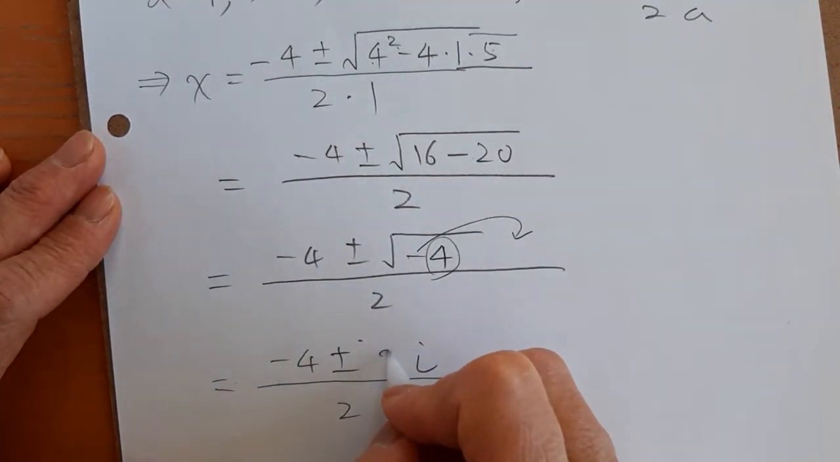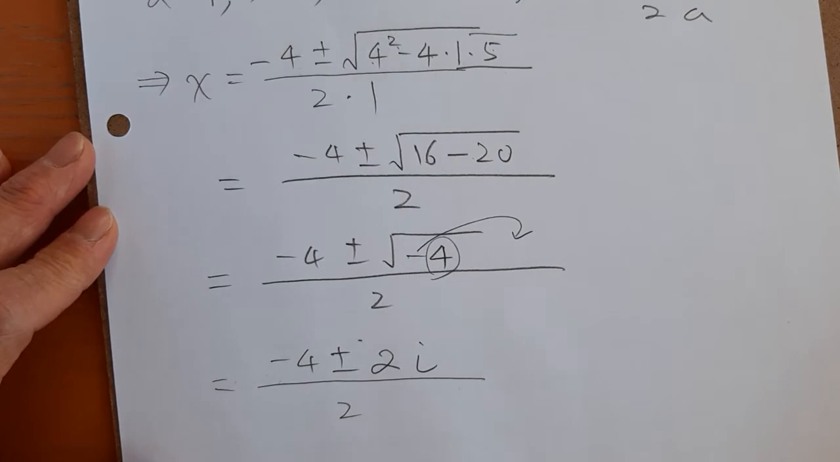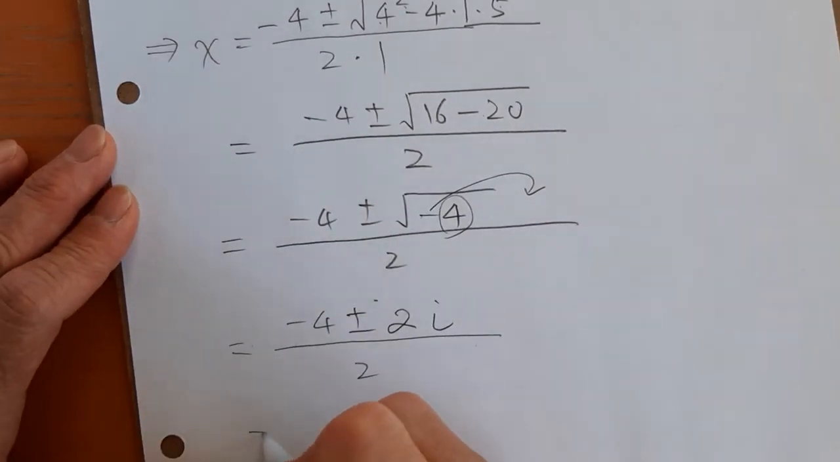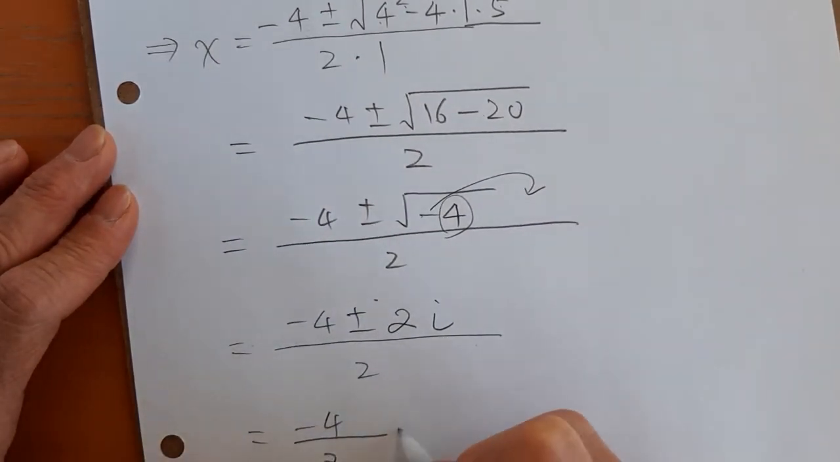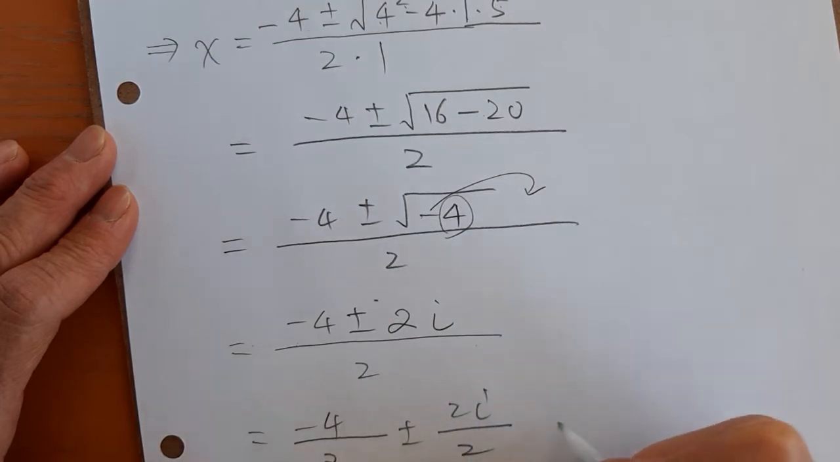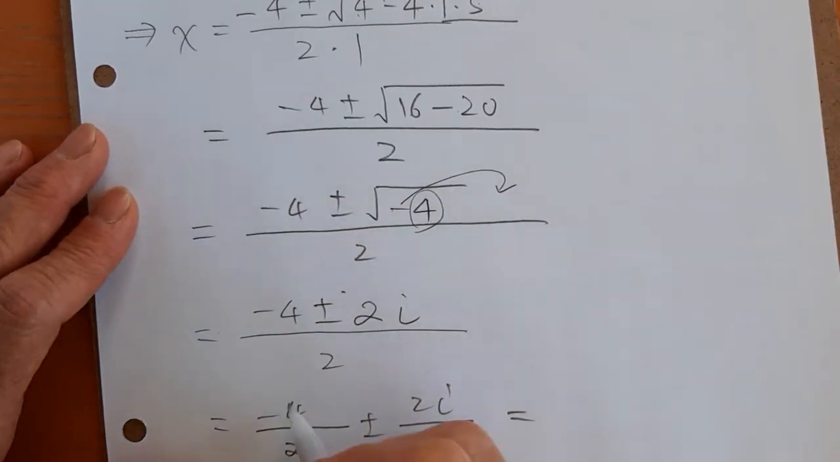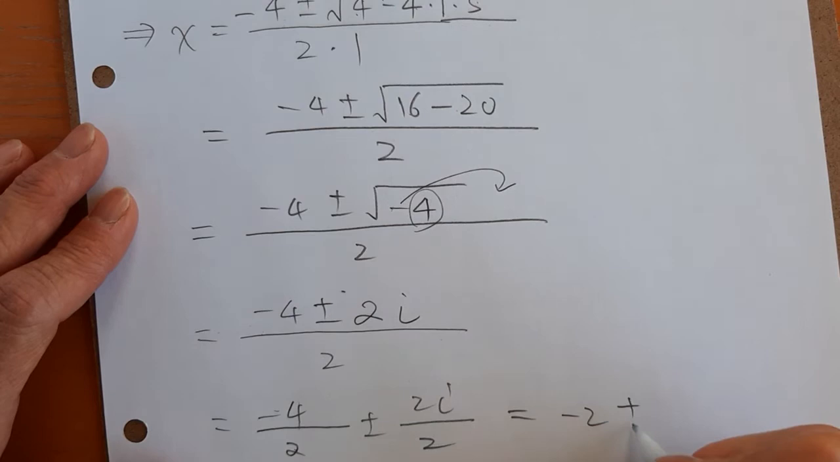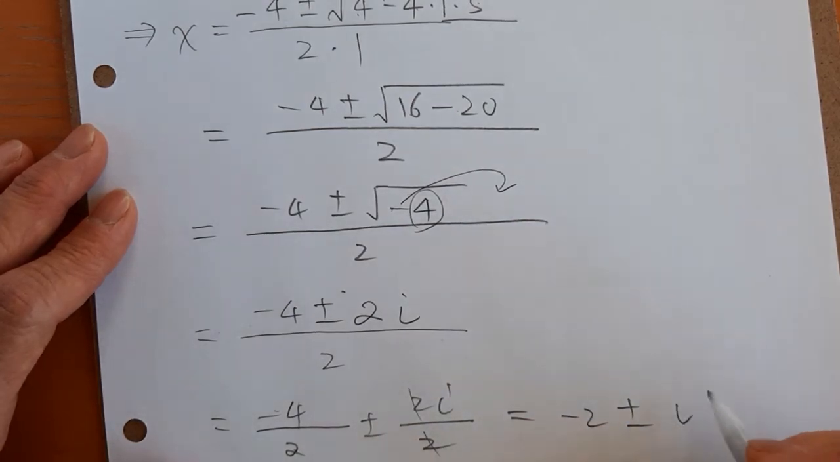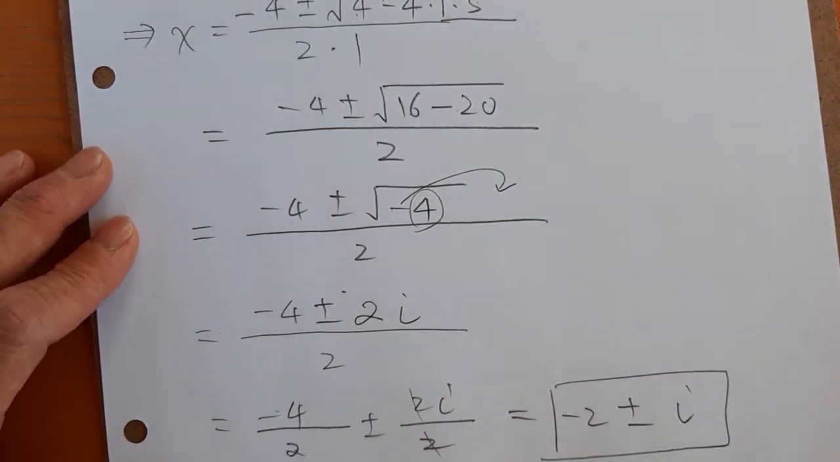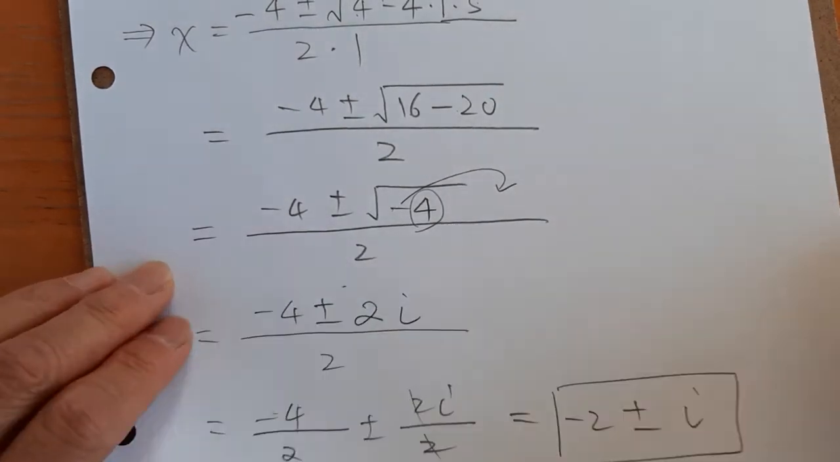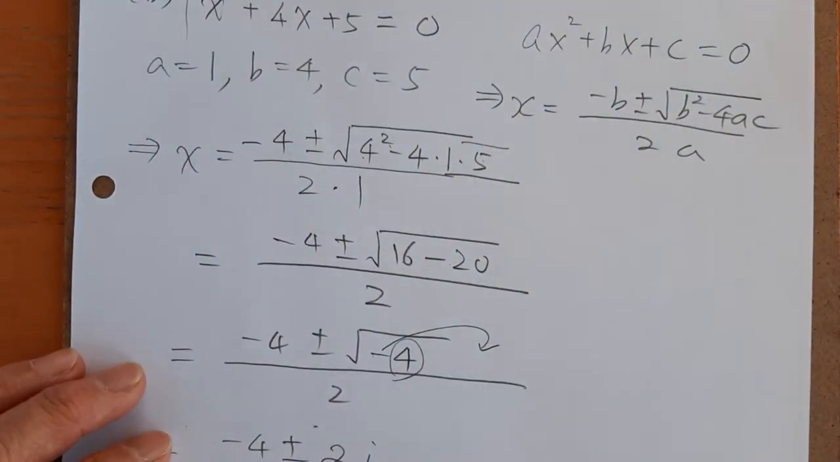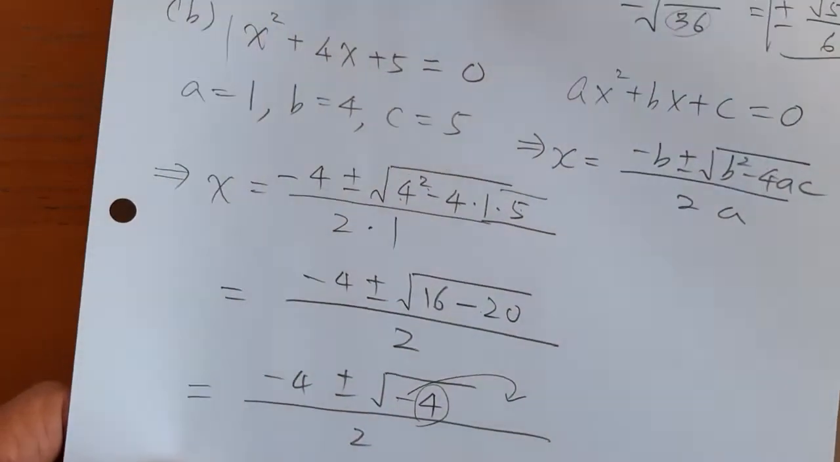The square root of 4 is 2. So it's 2i. Because this is negative 4 over 2 plus or minus 2i over 2. So you cancel 2. Negative 4 over 2 is negative 2, plus or minus, 2 cancels, get i. 2 solutions: negative 2 plus or minus i. Then next question.